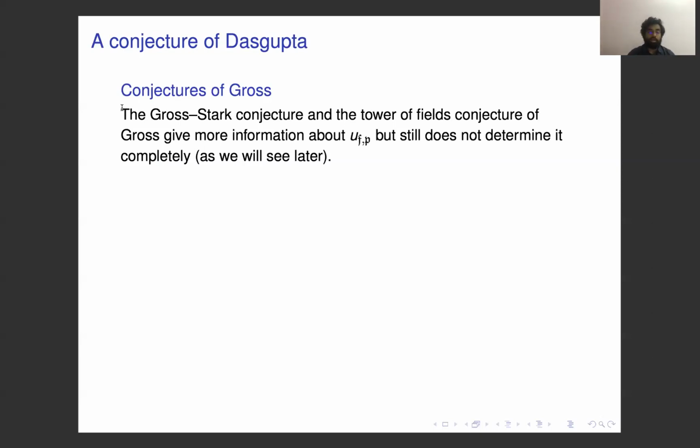Okay, but before that, there are a couple of conjectures of Gross. So the Gross-Stark conjecture and the Tower of Fields conjecture, which was again made by Gross a few years after he made the Gross-Stark conjecture, which give you more information about this Brumer-Stark unit. Okay, but it still doesn't determine it completely. So this we'll see today, and in the next talk, what exact information the Gross-Stark conjecture and the Tower of Fields conjecture give about the Brumer-Stark unit.